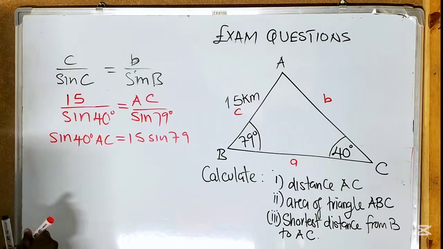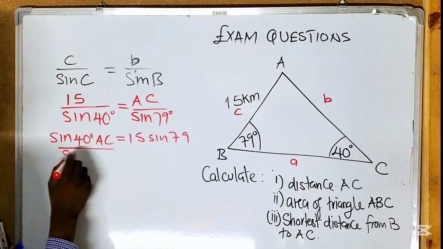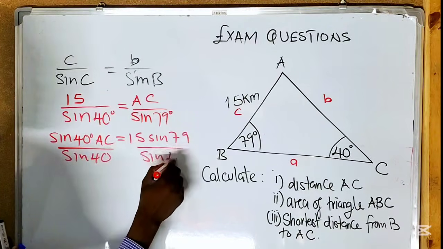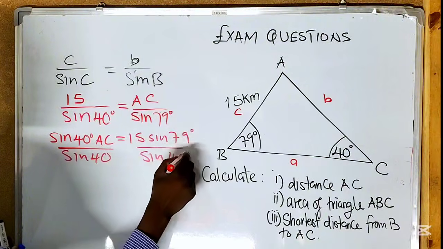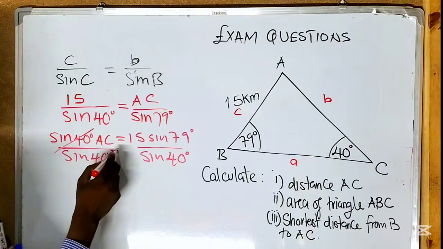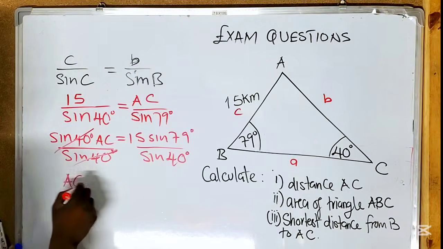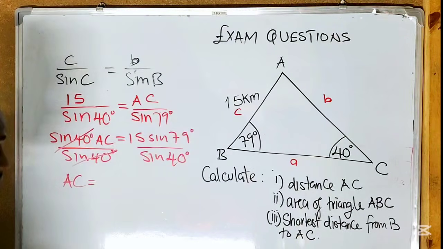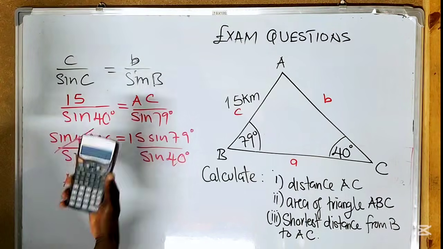Okay? Then you're going to divide both sides by sine 40 degrees. This and this will cancel, just remain with the AC. AC is equal to, now you can use a calculator here, punch everything on the calculator. This is the calculator I'm using.